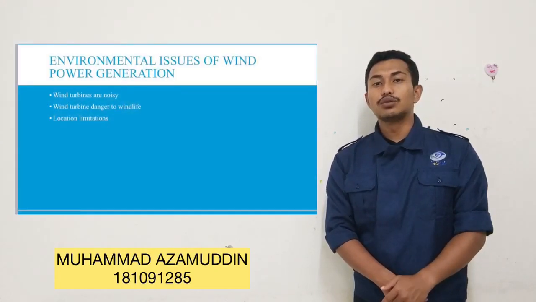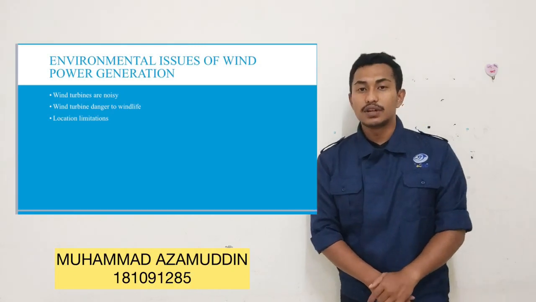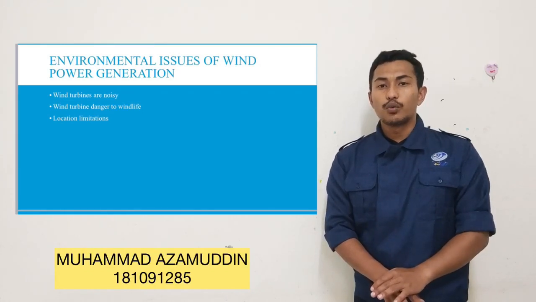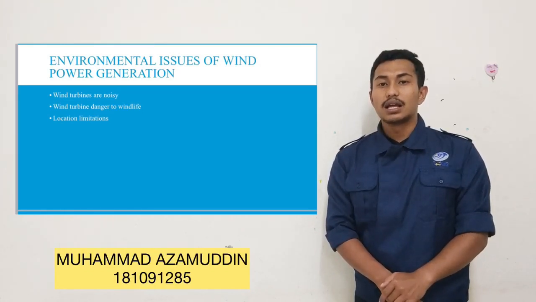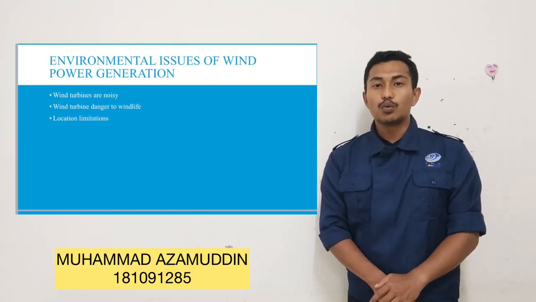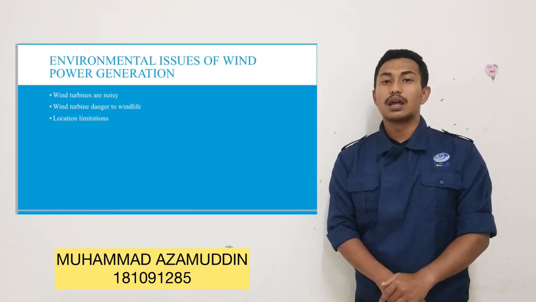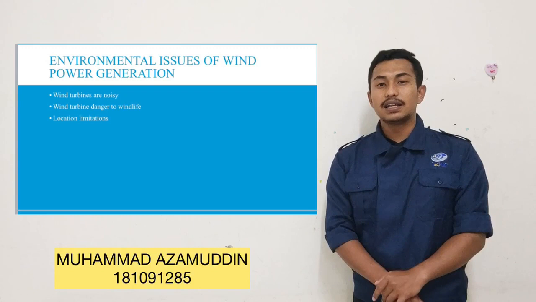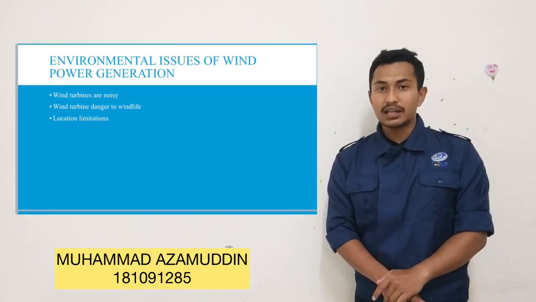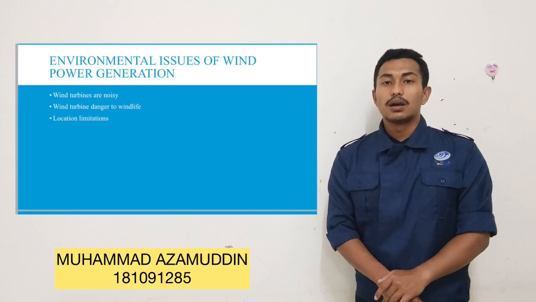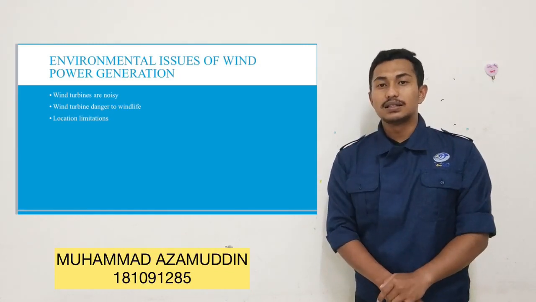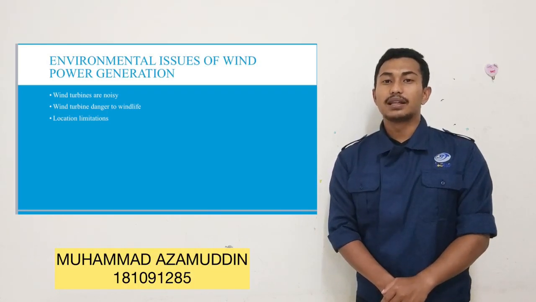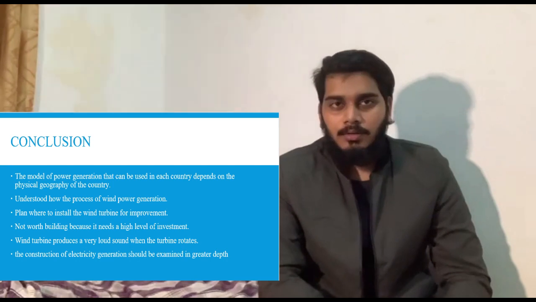Lastly, environmental issues of wind power generation. First, wind turbines are noisy. One of the biggest drawbacks of wind turbines is the noise pollution they create. Second, wind turbines are a danger to wildlife. Birds were harmed by crashing into spinning turbine blades. And lastly, location limitation. Wind turbines need to be installed where enough electricity is generated, such as constant windy areas and open plains. That's all from me. Thank you. Good day, madam.